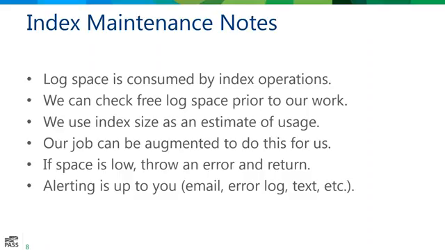We know that. And we can check it before our work, though. And by using index size as an estimate of usage, and this is totally an estimate, you can estimate higher if you're more conservative and you want more free space, or you can estimate lower if you want to live on the edge. I'm just using index size, though, as an estimate of how much space will be used when we perform an index operation. And so we can automate this and tell our proc to do all this work for us. If space is low, throw an error, and get out of there. How you want to alert is up to you.